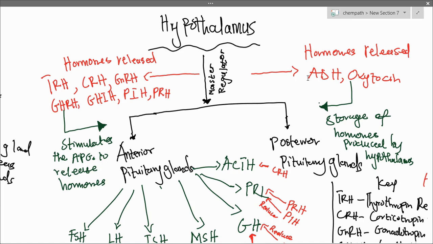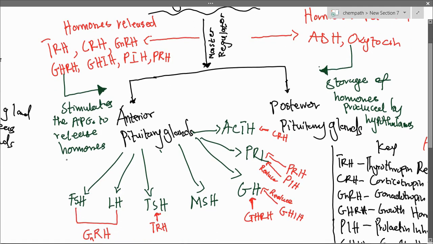Now, out of these hormones released by the hypothalamus, a particular type stimulates the anterior pituitary gland to release other hormones, and sometimes they inhibit hormones. Once they stimulate the anterior pituitary gland, the stimulation causes a release of hormones or an inhibition of hormones. So we have specific types of hormones that stimulate the anterior pituitary gland.